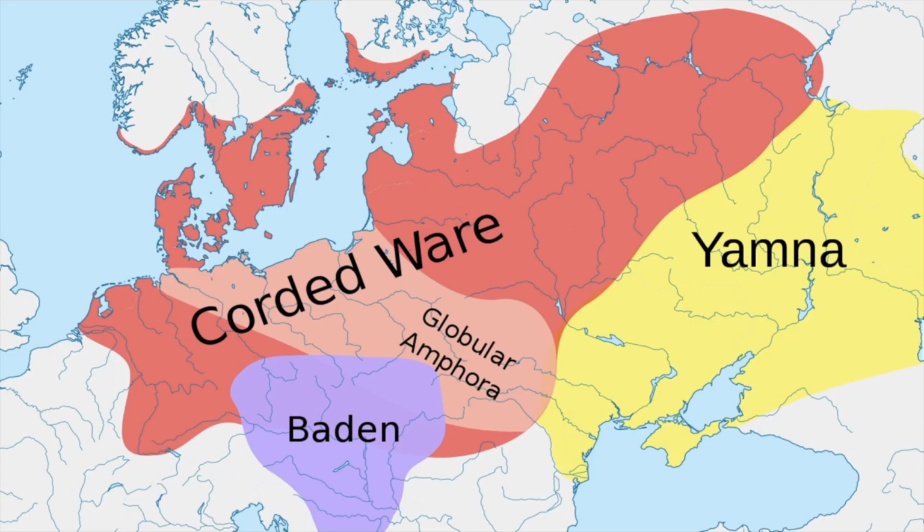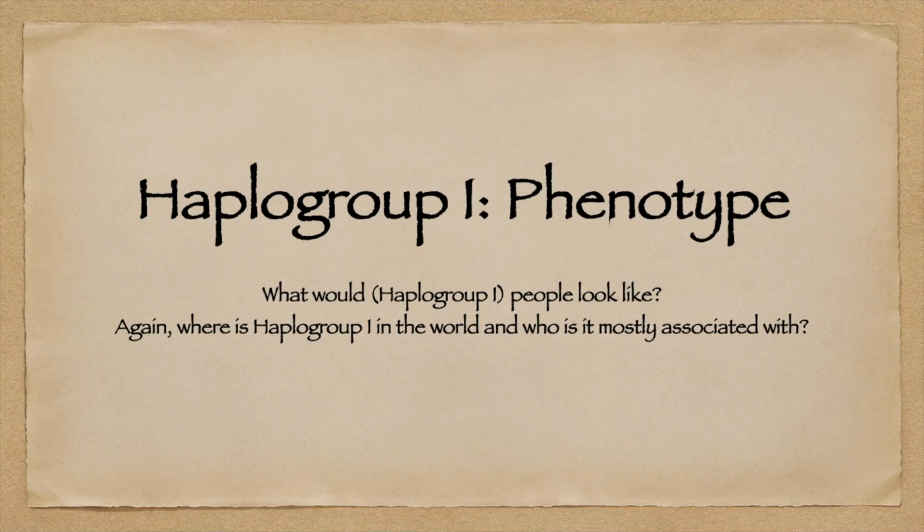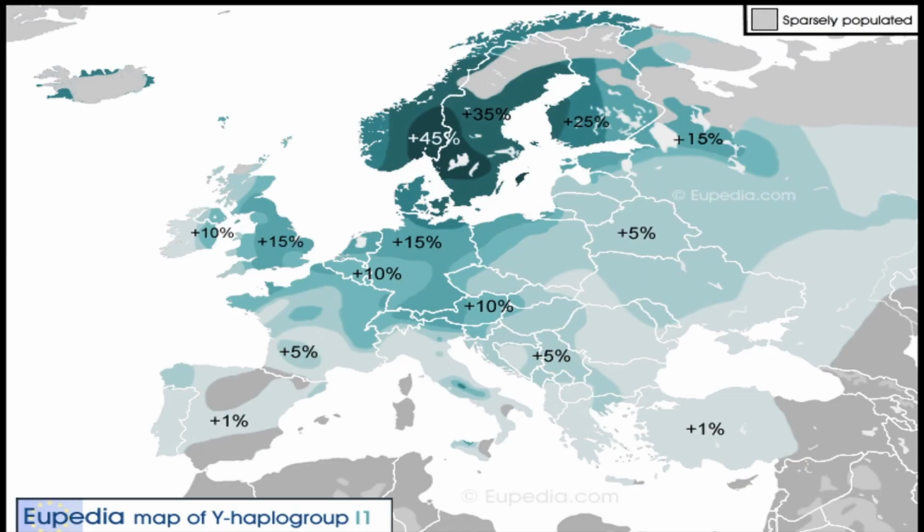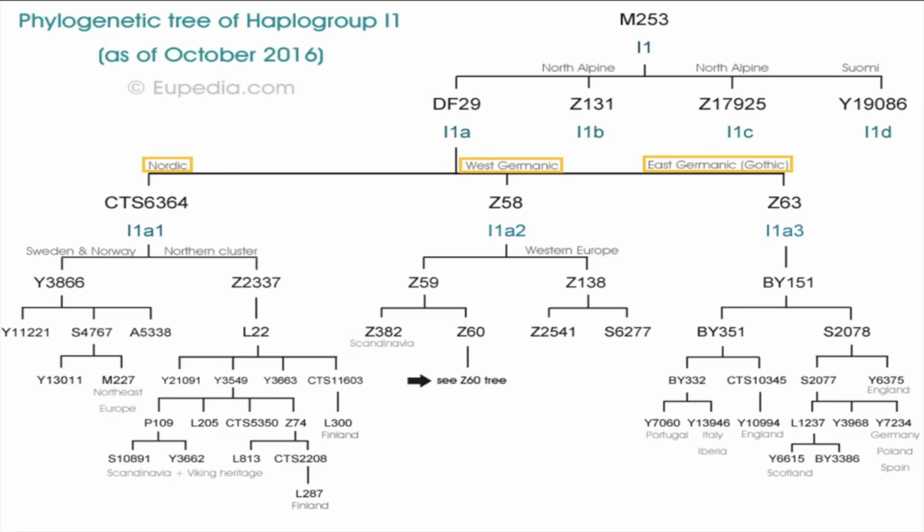And here is a map of the Corded Ware culture where we do see very high concentrations of haplogroup I as well in Scandinavia and Northern Europe. So, what would haplogroup I people look like? Again, where is haplogroup I in the world and who is it most associated with? So, regions in the world that we will be looking at are Scandinavia and Northern Europeans based on the frequency: Nordic, Western Germanic, and Eastern Germanic Gothic populations when it comes to haplogroup I.